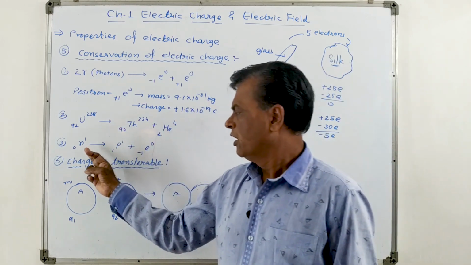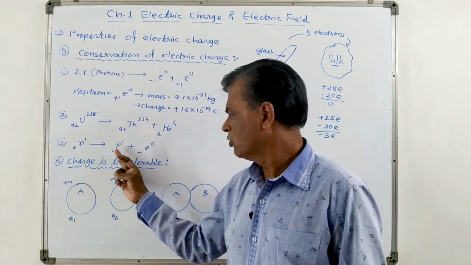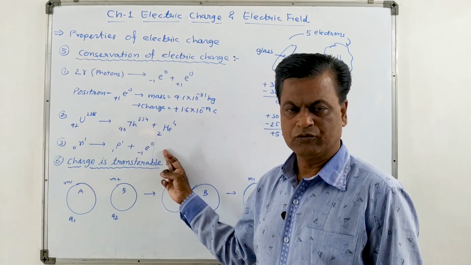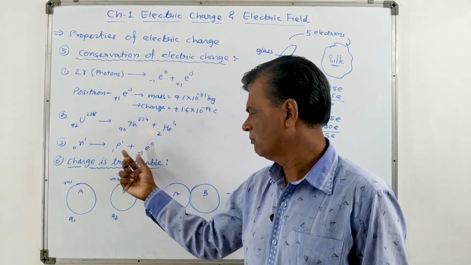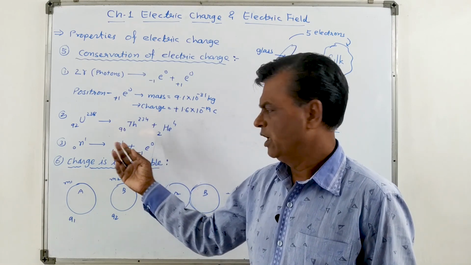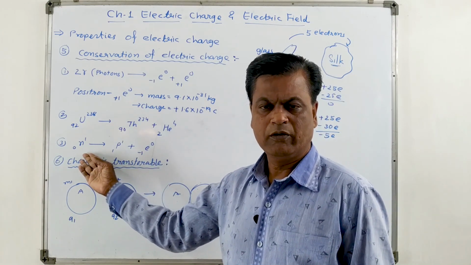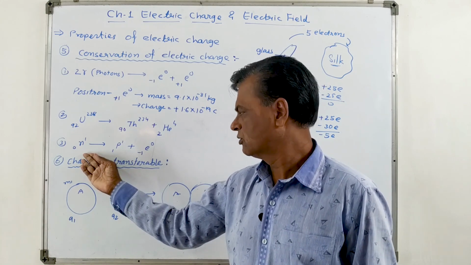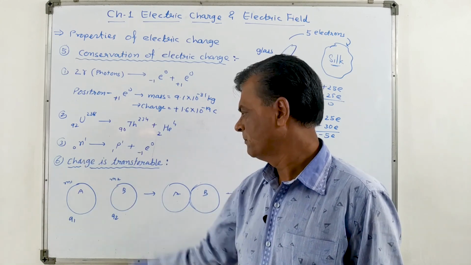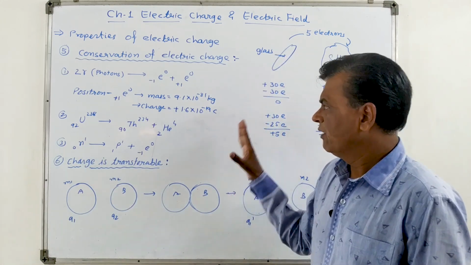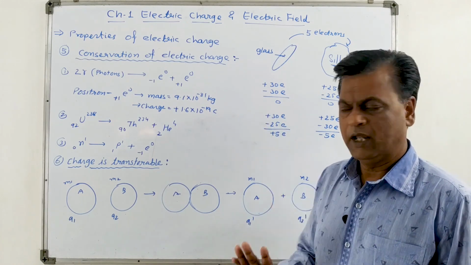Third process, a neutron. A neutron produces one proton and an electron. So in this process plus 1 minus 1 is 0, and you know that the neutron is electrically neutral, so there is zero charge. Now I have explained the conservation of electric charge.